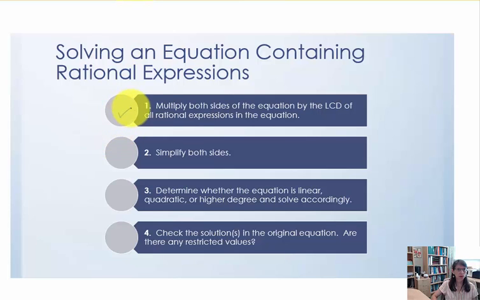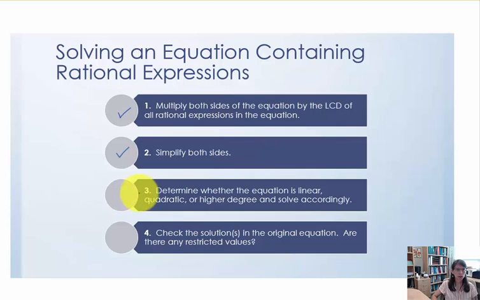The first step is to multiply both sides of the equation by the lowest common denominator of all rational expressions in the equation. So we'll need to check out every denominator, make sure it's completely factored, and then build our LCD upon those unique factors. In step 2, we'll simplify both sides of the equation.